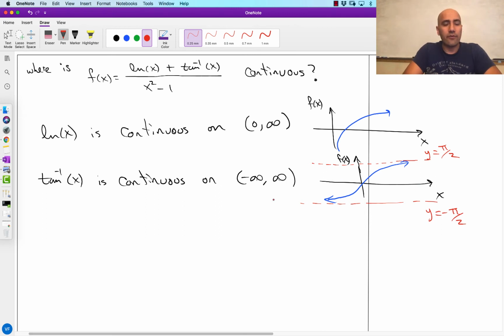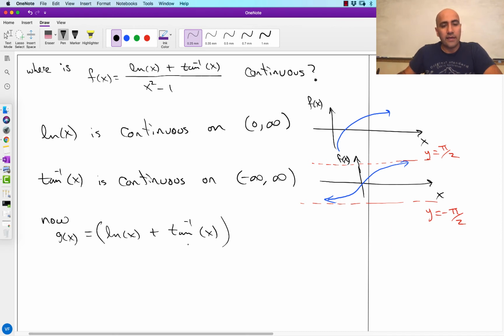Okay, so if we think about the addition of these two functions, the more complicated statement of the addition of these two continuous functions is also going to be continuous on their shared domain. So now the function ln x plus tangent inverse of x, we can think of this as a new function. We can call it g of x if you like. It's the addition of these two, and will also be continuous on their shared domain, which would then just be from zero to infinity.